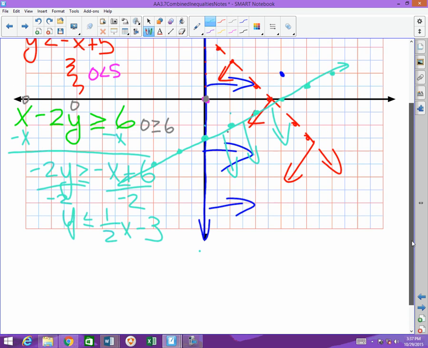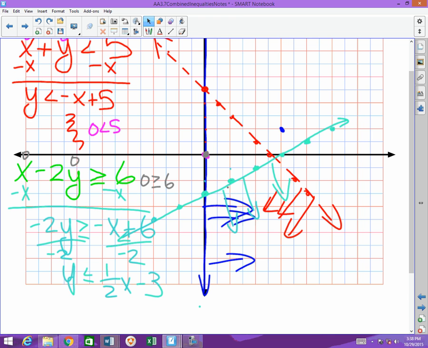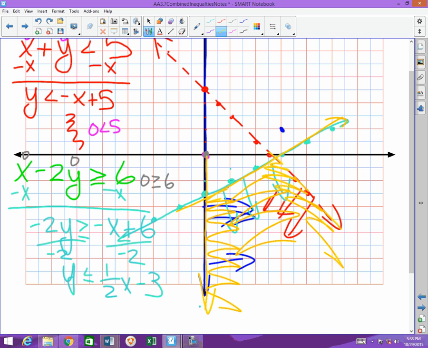And so now we have this to shade in. So that would be from this line going straight up and down, going like that. This line is going to cut it off here. And this dash is going to cut it off there. So we're shading this area. And then we're done.